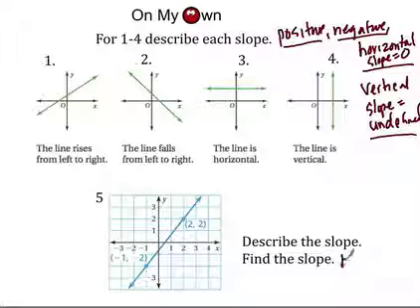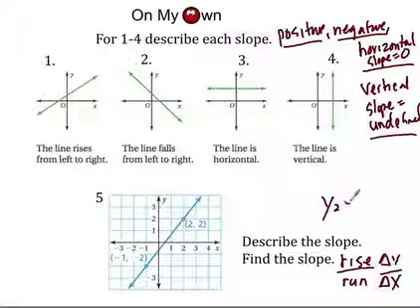You can do rise over run, which is just the change in the y over the change in the x, or you can subtract your y coordinates and subtract your x coordinates, and write it as a ratio.